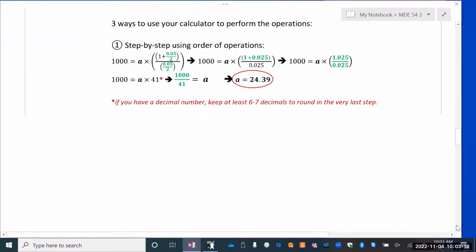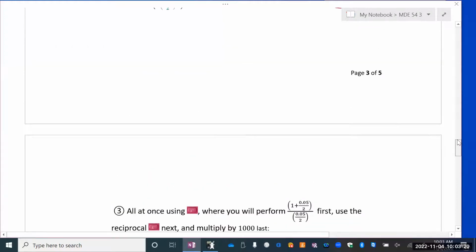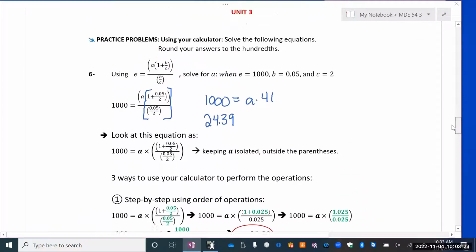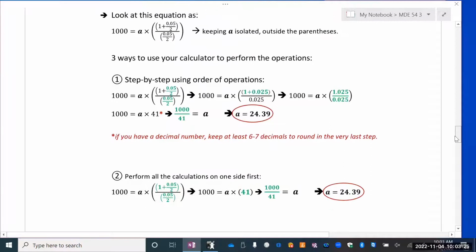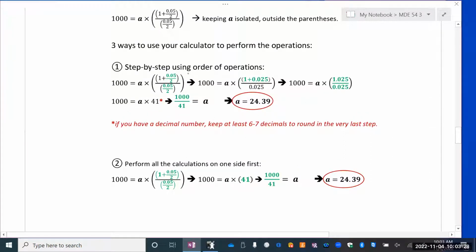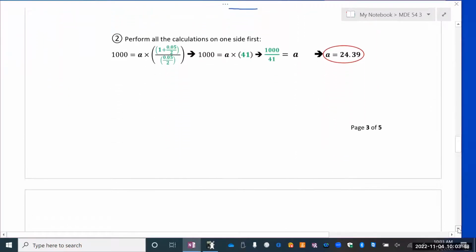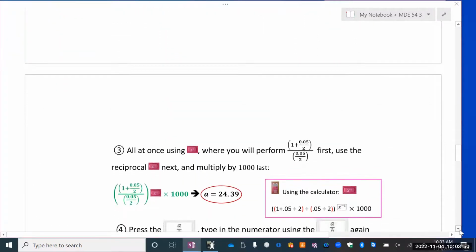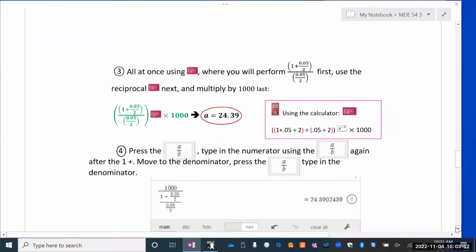So I've got that shown here. So that button works. Then I've got other ways you can do it here. You could go step by step, literally calculating as you go. This piece, get the answer. This piece, get the answer. Then use the division. Don't round until the end. I've got that here too. You could do everything on one side and then divide. Or you could do that negative button. So I've got lots of them.